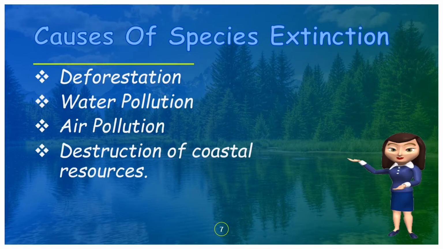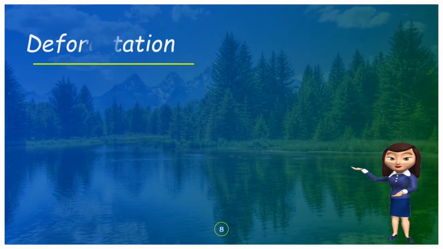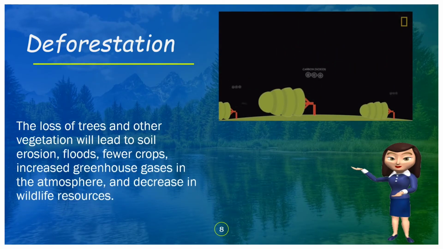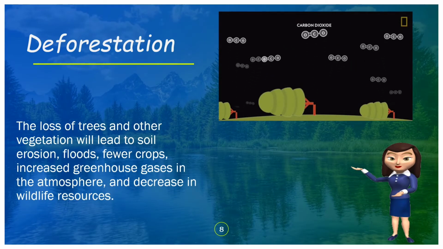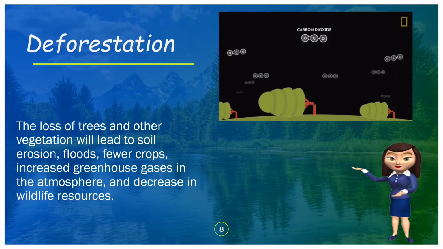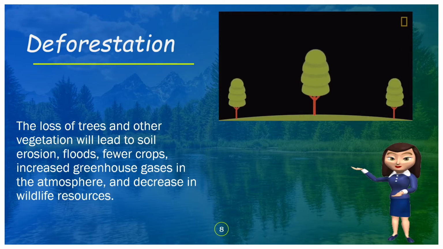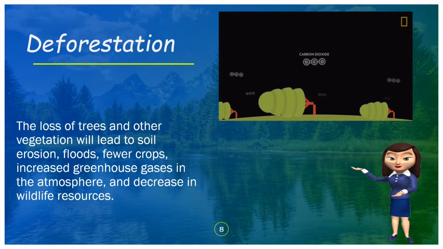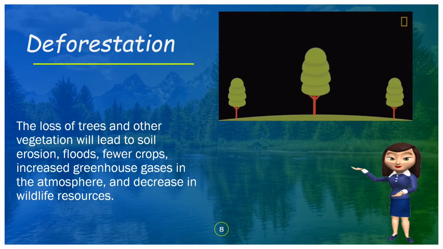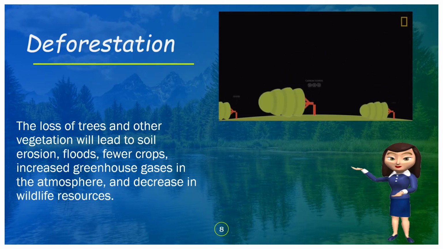Causes of species extinction. First, we have deforestation, water pollution, air pollution, and destruction of coastal resources. Deforestation is the loss of trees and other vegetation that will lead to soil erosion, floods, fewer crops, increased greenhouse gases in the atmosphere, and decrease in wildlife resources.